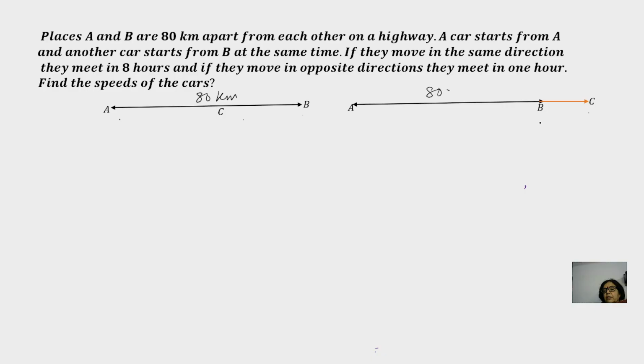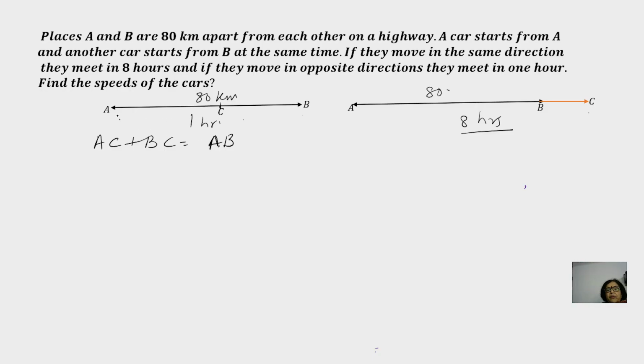That means to meet at the point C, they take a time of 8 hours. And if they move in opposite direction, they meet in 1 hour. So when they meet over here, they meet in 1 hour. So in order to frame the equation, here we have AC plus BC is equal to AB. So what is AC?